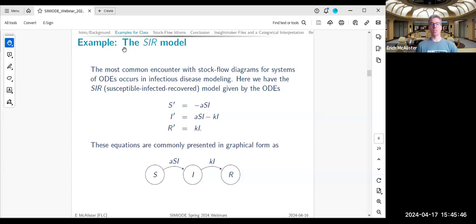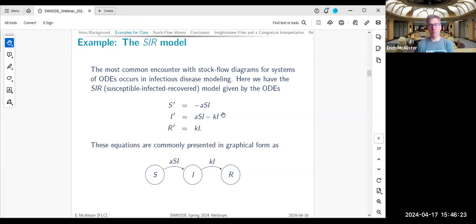This is where you see the stock flow representation most frequently. If you do a Google search for SIR model, the thing that you'll get 1,000 different pictures of is essentially this: SIR with little blobs and arrows, and you get the A S I and the K I. And this represents this system of differential equations. The S prime is negative A S I.